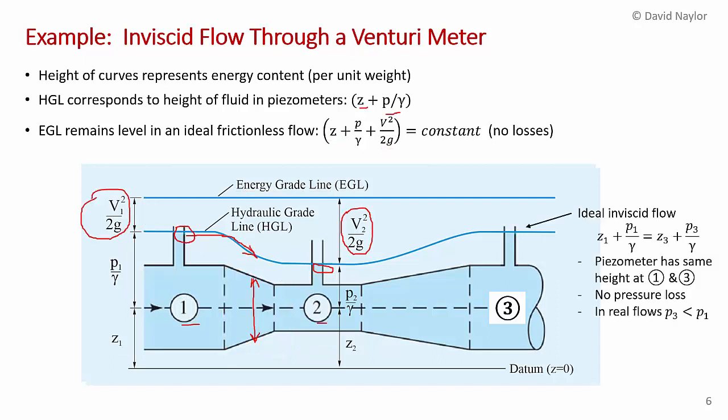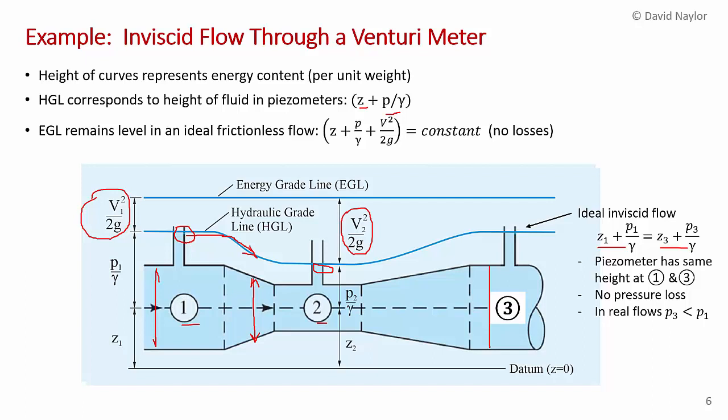Now I'll point out that this is an ideal inviscid flow, and so if the pipe diameter at 1 was the same as the pipe diameter at 3, you'd have the same average velocity, and so the pressure would decrease toward the throat, and then you'd get complete recovery. So the height of the hydraulic grade line at point 1 would equal the height of the hydraulic grade line at point 3 in an ideal frictionless flow. In this type of flow, you'd have no pressure losses.